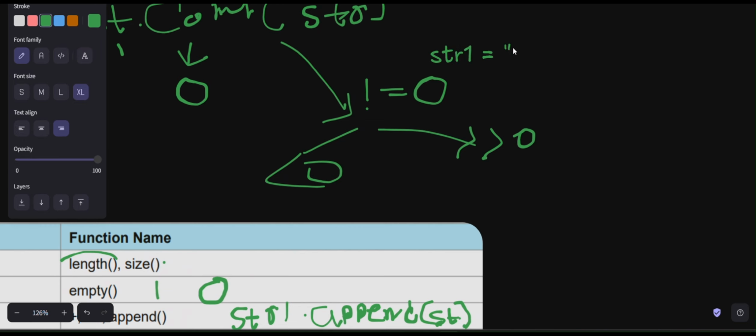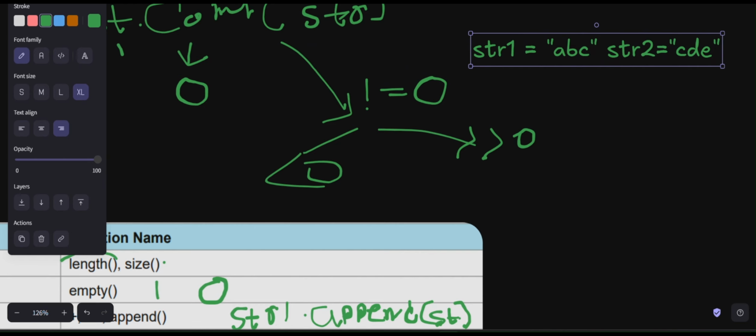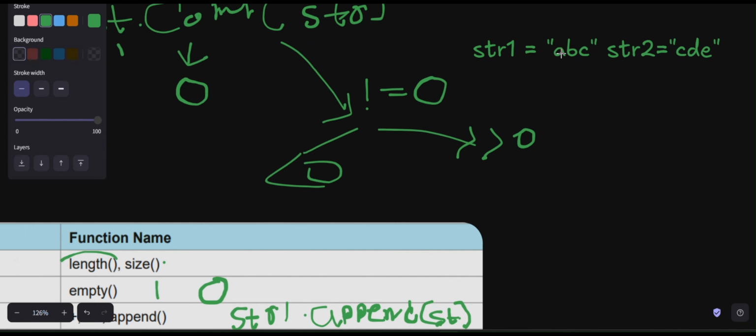First write it. str1 equal to abc, and for str2 there is the value cde. In that case, the first character is less than the second string's character, because A's ASCII is 97 and C's ASCII code is larger than A.